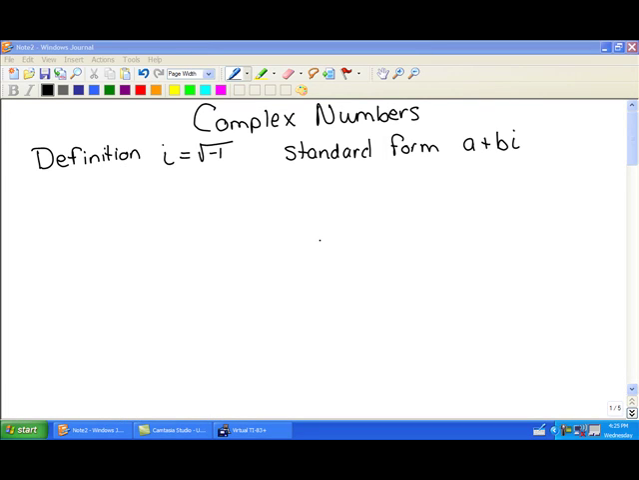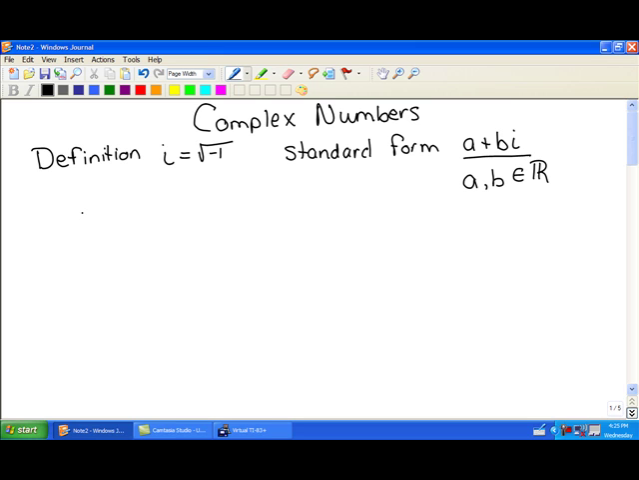In this section, we're going to look at complex numbers. Complex numbers are a group of numbers that are actually encompassing the real numbers. The definition of i is going to equal the square root of -1, and the standard form of any complex number is going to be a + bi. Now, when we have that standard form, a and b are always going to be members of the real numbers. b is always going to be the coefficient of the i.